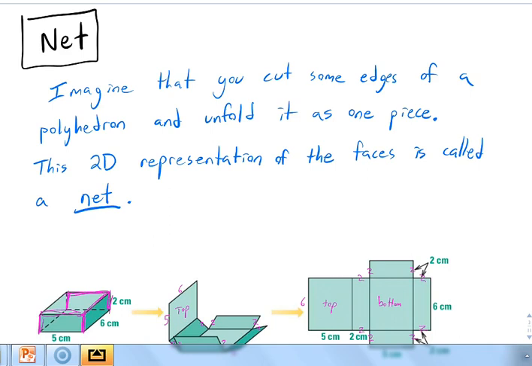So this is often an easy way for us to think about a 3D shape when we're talking about surface area. We open it up, whatever cuts we need to make so we can lay it flat on the table, and then we just find the area of a bunch of 2D polygons, which is what we did in Unit 11 previous to this.